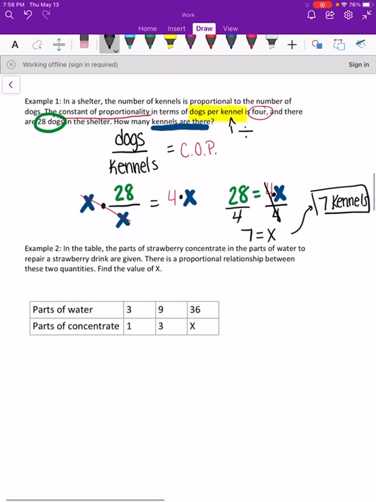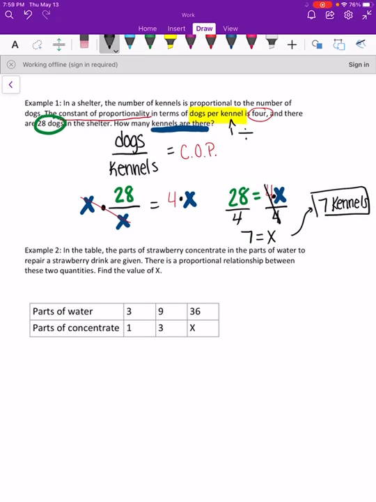Now going down to number 2, it says in the table, the parts of strawberry concentrate and the parts of water to prepare a strawberry drink are given. I think it means prepare. There is a proportional relationship between these two quantities. Find the value of X. So basically what that means is there's a relationship between each of these columns. And it's the same relationship for all 3 columns.